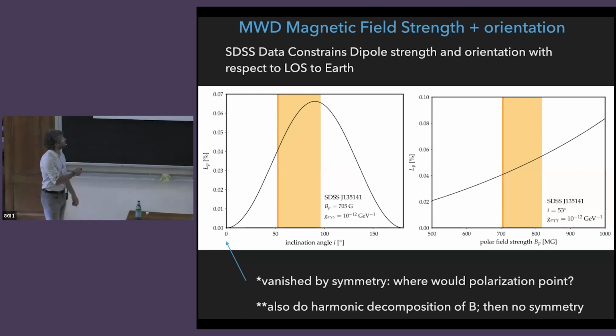So from this SES data, we can constrain the inclination angle with respect to us to be within this orange band. And this is for a g_aγγ of 10^-12 inverse GeV. We fix the inclination angle to be the most conservative value at 1 sigma, which is that orange band there. Similarly, we can constrain the magnetic field dipole strength to be within this orange band, and we fix it to be at its most conservative value here in the analysis.